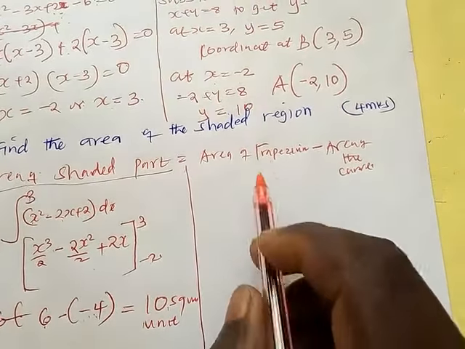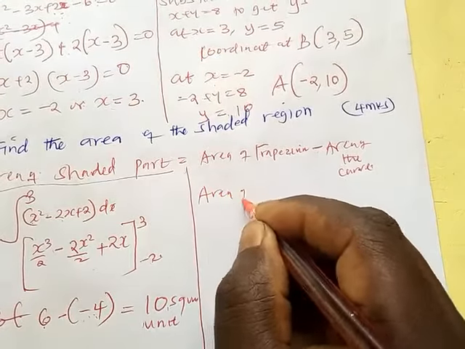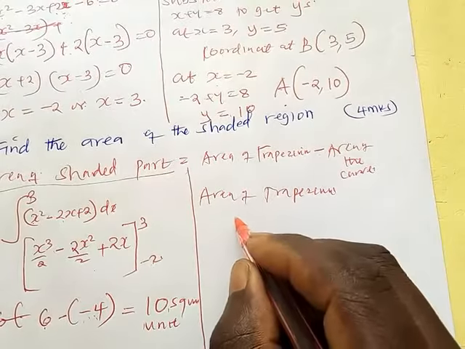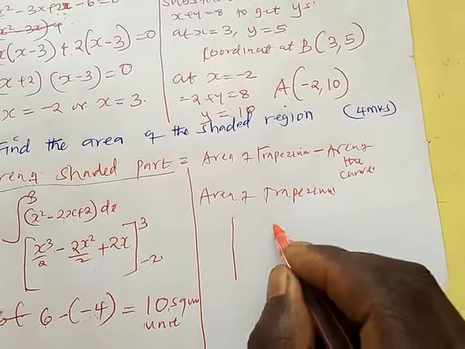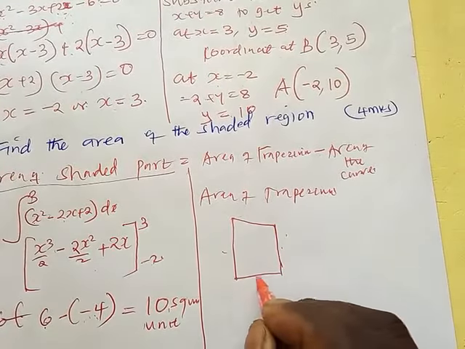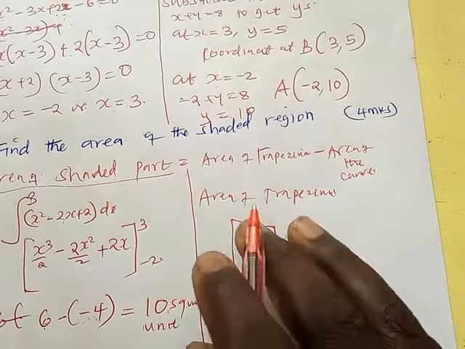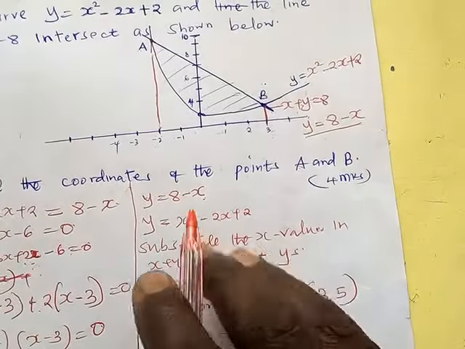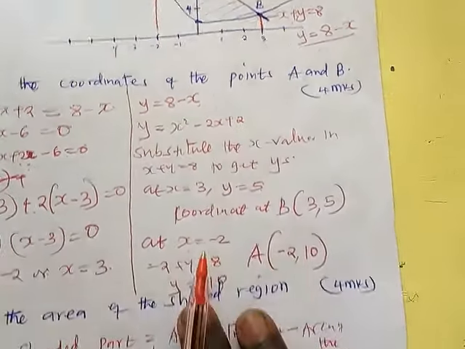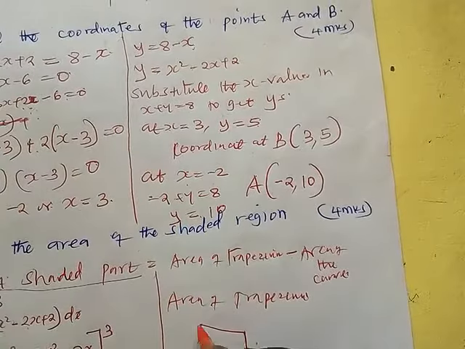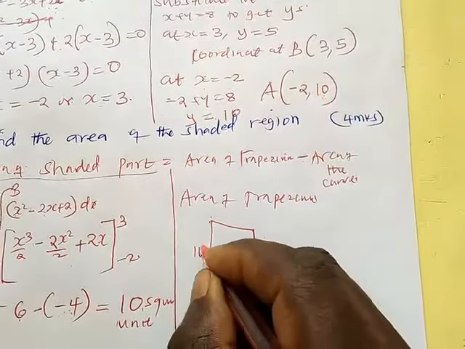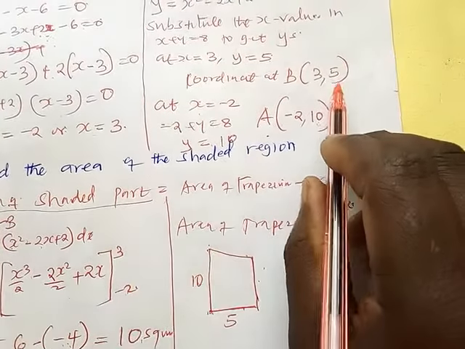Now we go to calculate the area of a trapezium. We know a trapezium looks like this. These two lines are parallel. This is the perpendicular height, right? So the perpendicular height has how many units? From here, -2 to 3, that is 5 units. So here we have 5. From here up to here, remember, we have y equal to 10. So this is 10. From here up to here, you'll check here. It is 5.